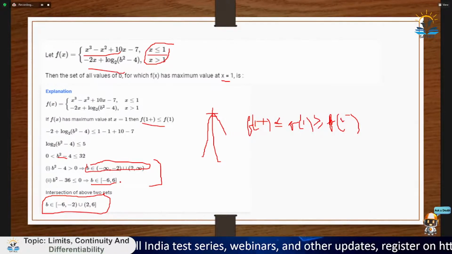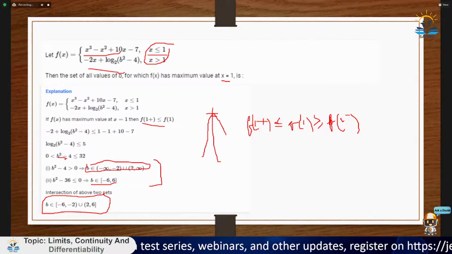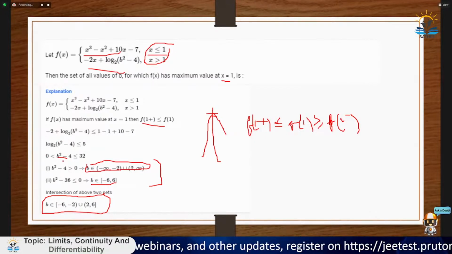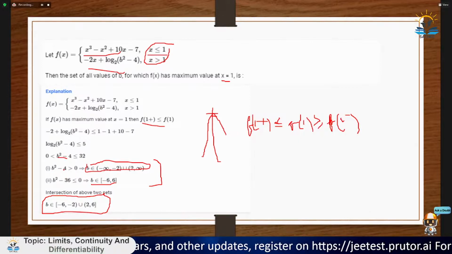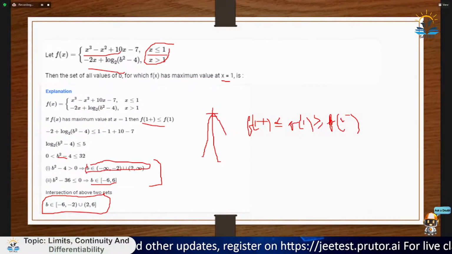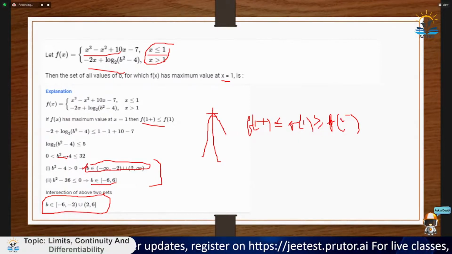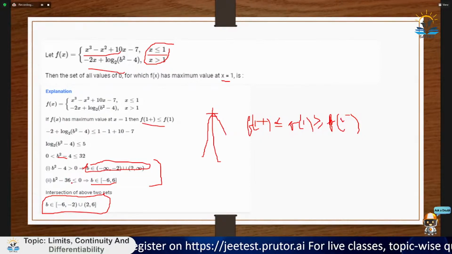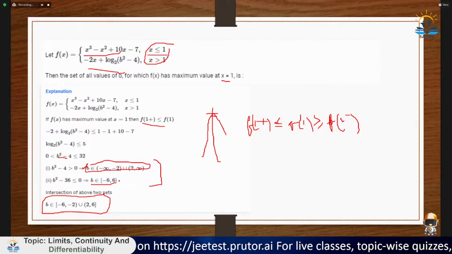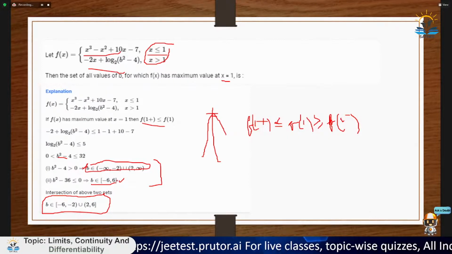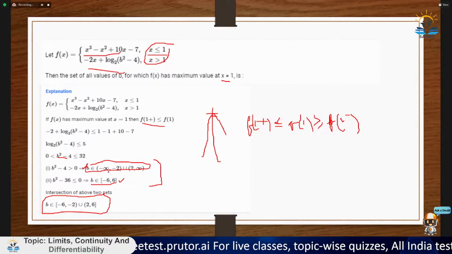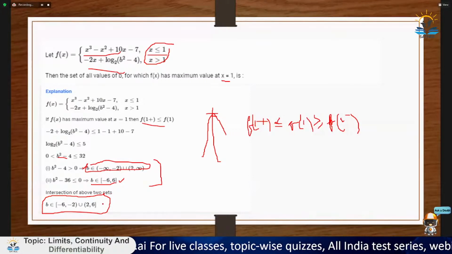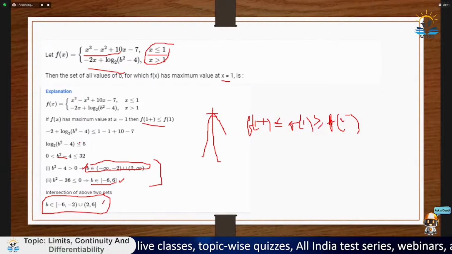Okay, so if you don't know how to solve this question, it's simple. Firstly, I am taking b square minus 4 greater than 0. From here, I am getting b minus 2, b plus 2 greater than 0. So from there, I am getting b belongs to this interval. And then I am solving b square less than 36. From there, I am getting b plus 6, b minus 6 less than 0. So from there, I am getting b belongs to minus 6 to 6. Taking intersection of these two intervals, that is from minus 6 to minus 2, union 2 to 6. So this is my b which I got from solving this equation.